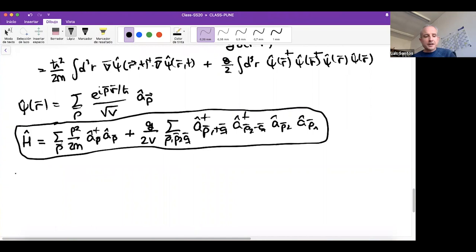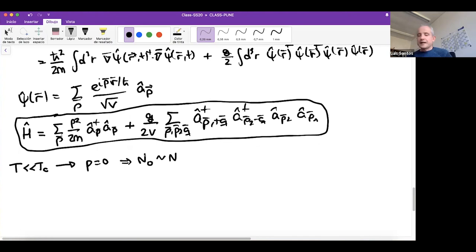But now I know something else. I am interested in the situation of what happens when the temperature is much smaller than the critical temperature. So this means that in this system the zero momentum state will be macroscopically populated. So at P equal to zero, the number of particles in this lowest state is comparable to the total number of particles, whereas the number of particles in excited states is much smaller.